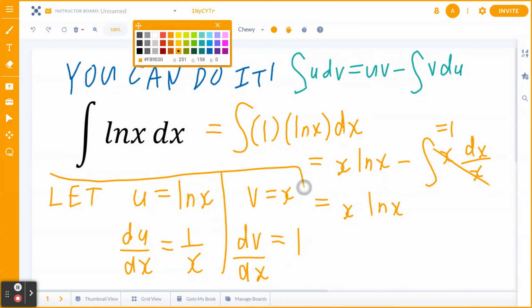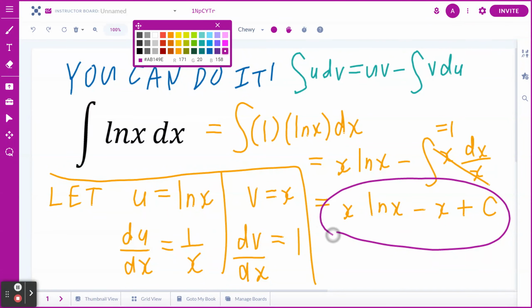Let's separate this with a line. X ln x minus, again, the antiderivative of 1 is going to be x. Don't forget a constant plus c. Now, all you have to do is spend 1 extra minute to double check your answer by finding the derivative. And if you do it correctly, you get exactly ln x back. I hope this makes sense.